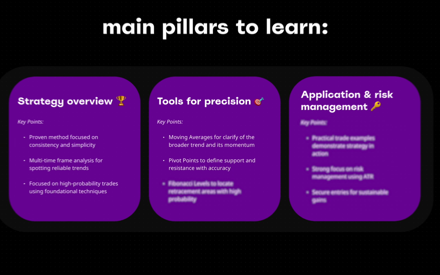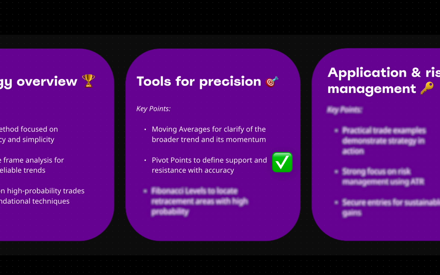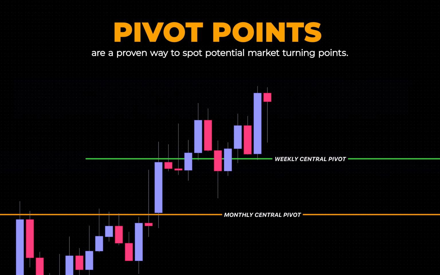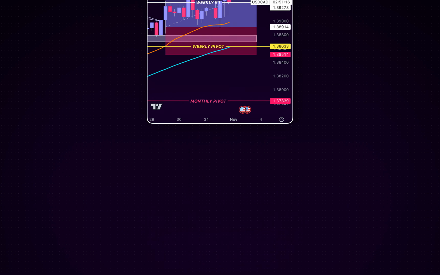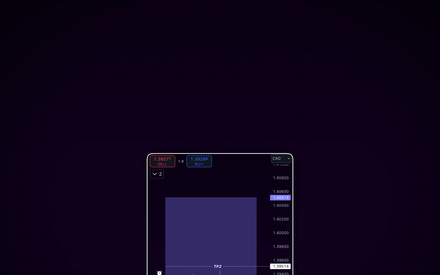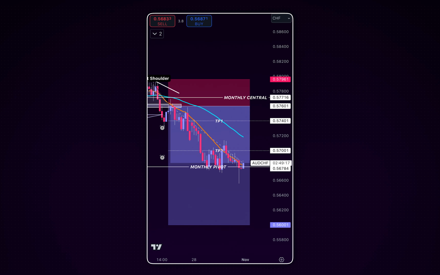So along with the moving averages, I also use pivot points to identify key levels where the price is likely to react. Now, pivot points are a proven way to spot potential turning points in the Forex market because they are based on the previous price action, giving you a very good sense of where the market might reverse or retrace. So 9 out of 10 times I use monthly and weekly pivot points as they simply offer a broader perspective, which can be especially useful when looking for the areas where big players like institutions might be placing their orders.